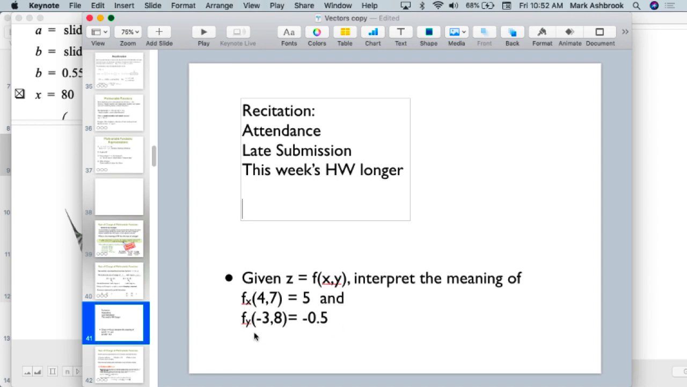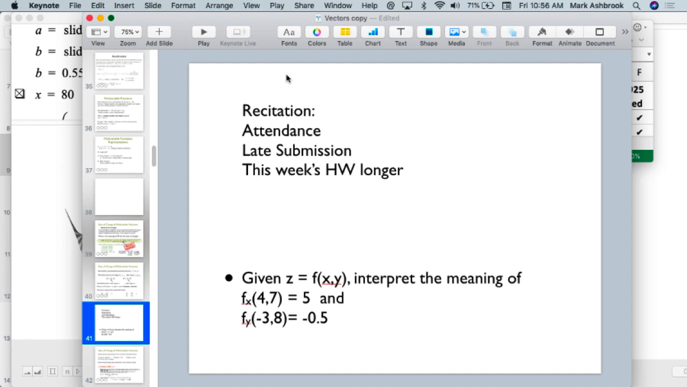Everyone's got a partner. You're practicing. One person do the first one. The next person do the other one. How about Joshua? Did you get this? Tell me about this. The partial derivative of f with respect to x at (4, 7) equals 5. What does that mean? X and y, 4 and 7 respectively.